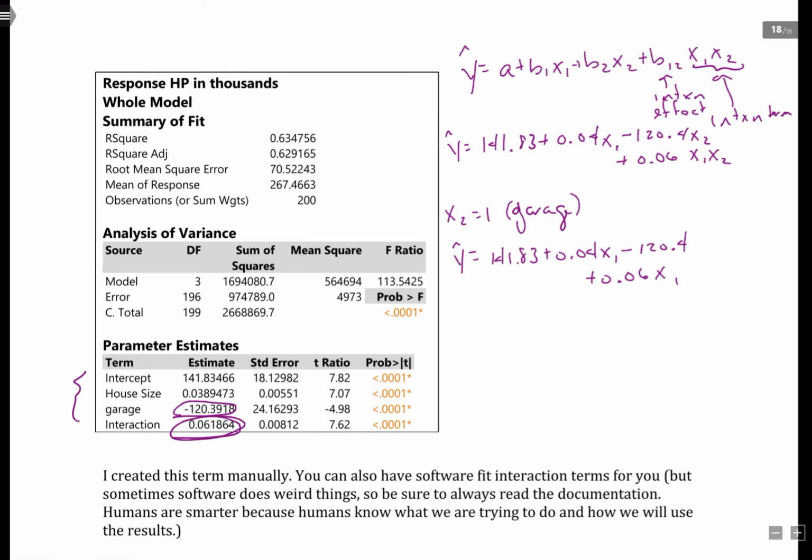So if we lump all these terms together, we will get 21.43 for our intercept, and that's again just the intercept when there is a garage, plus 0.1 x1, and this is again just the slope when there is a garage. So this is the intercept when there is a garage, and this is the slope when there is a garage.